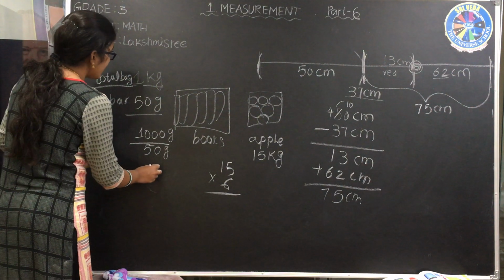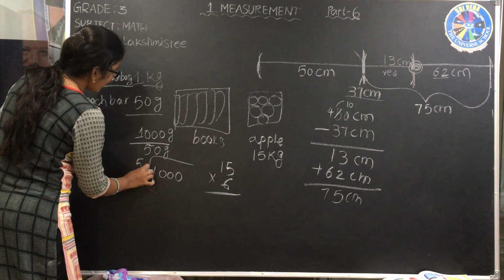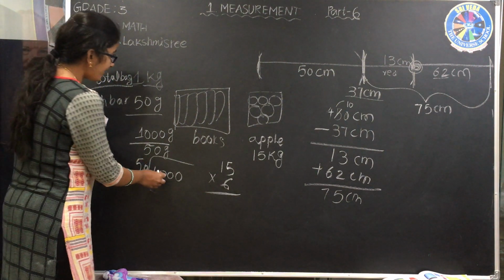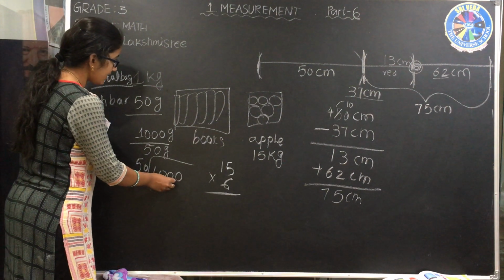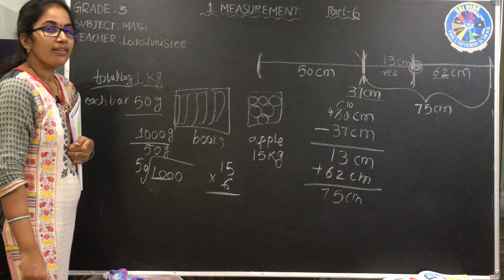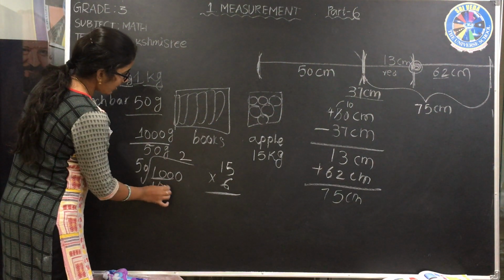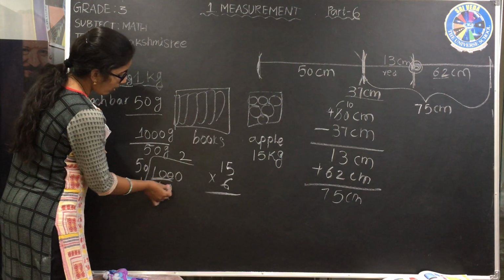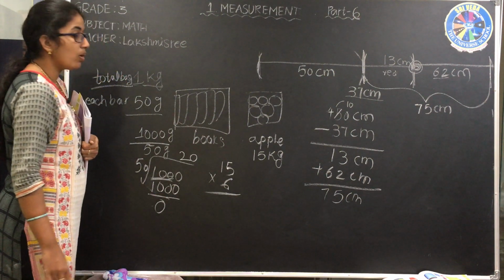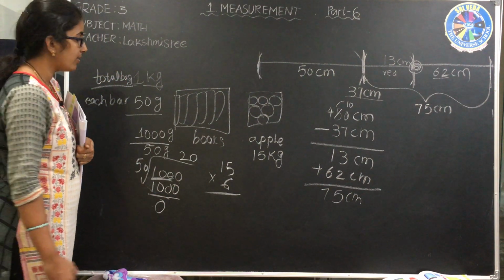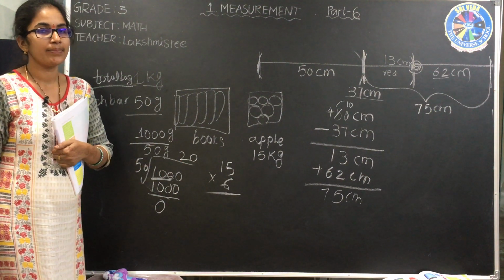Division. See, 1000 divided by 50. Okay? 50. 50 is here, but here is 10 only. So take three digits. 100. 50 ones are 50. 50 twos are 100. See here we got the same number. How many zeros left? 1 0 0. So how many candy bars are there? 20 candy bars are there in your bag.